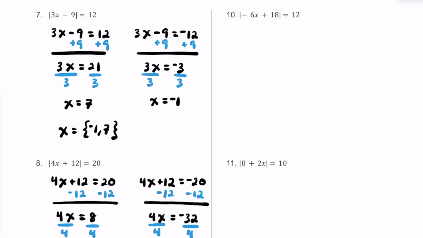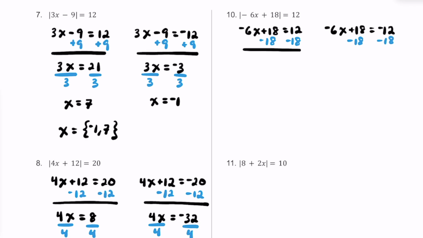In number 10, we have the absolute value of negative 6x plus 18 is equal to 12. So in this first scenario, let's see if we can get this negative 6x plus 18 to equal 12. That'll be good. And for another scenario, if we can get this negative 6x plus 18 to be equal to negative 12, that will also be good. So let's go ahead and subtract 18 from both sides of these equations. Let's do that for both of them.